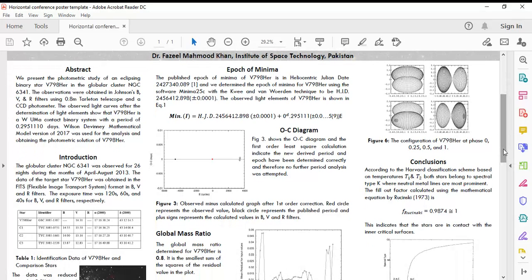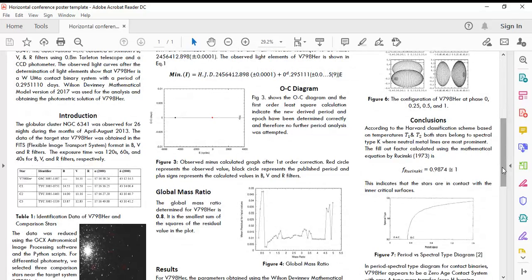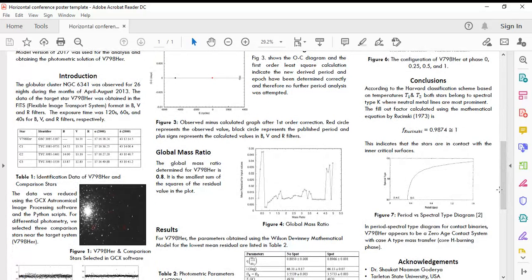Now, according to the Harvard classification scheme based on temperatures, both stars belong to spectral type K, where neutral metal lines are most prominent. The fill-out factor calculated using Rucinski equation indicates that the stars are in contact with the inner critical surfaces. According to the period spectral type diagram for contact binaries, V798Her appears to be a zero-age contact system with case A-type mass transfer, that is core hydrogen burning phase.